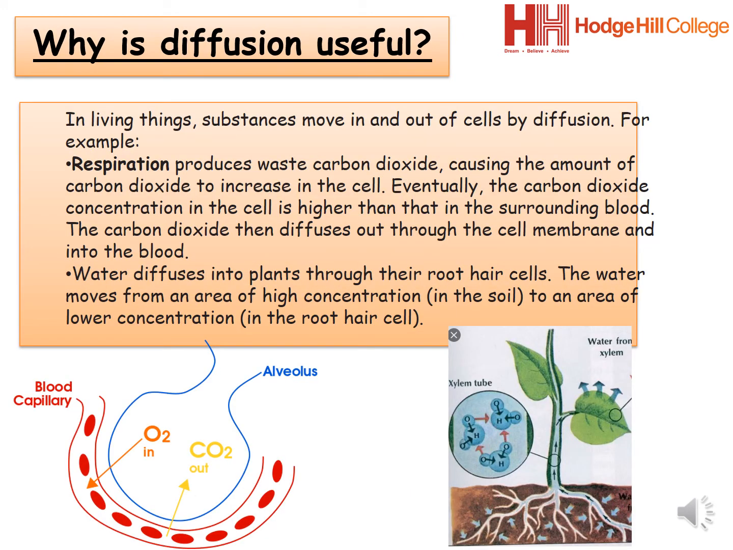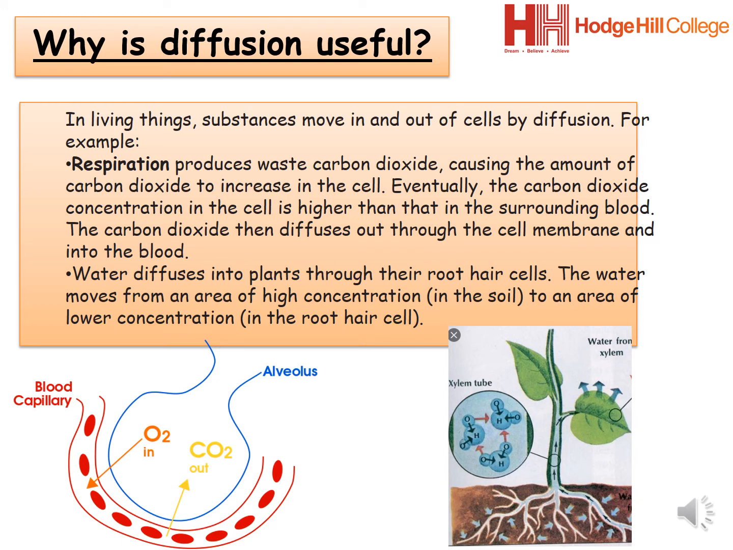Why is diffusion useful? We use diffusion on a daily basis. Plants also use it on a daily basis. In living things, substances move in and out of cells by diffusion. For example, respiration. Respiration produces waste carbon dioxide, causing the amount of carbon dioxide to increase in the cell. We obviously need to get rid of this carbon dioxide. Eventually, the carbon dioxide concentration in the cell is higher than that in the surrounding blood. The carbon dioxide then diffuses out through the cell membrane and into the blood.